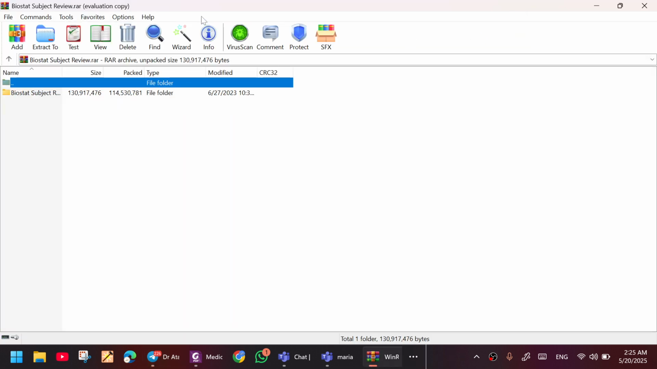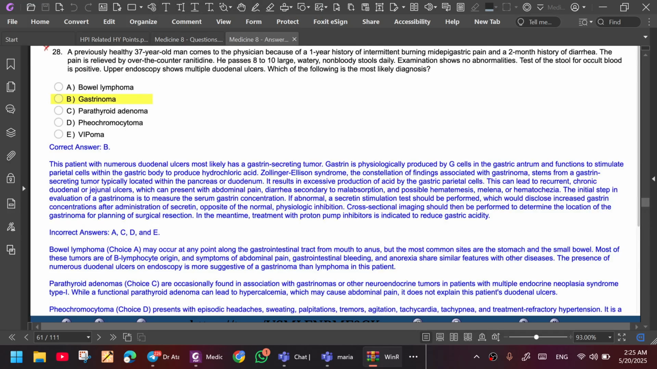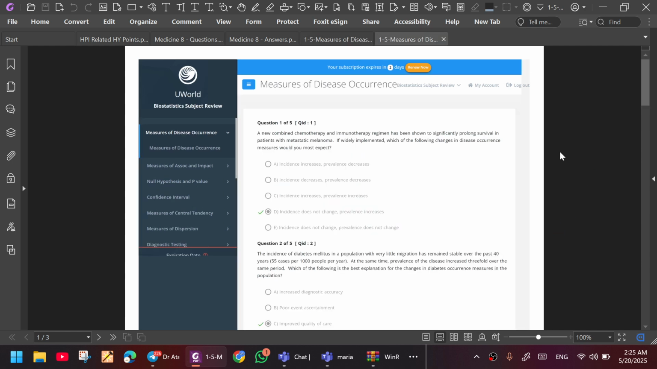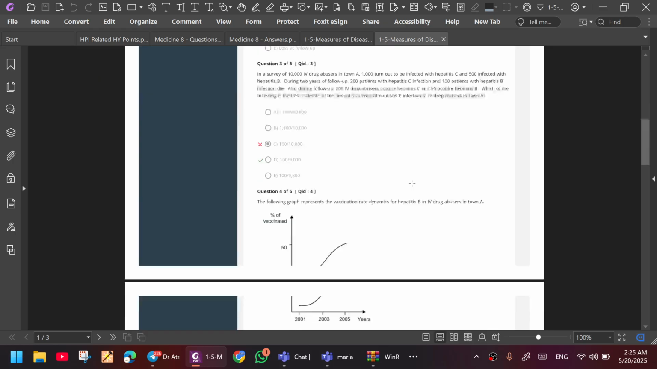It's not E because VIPoma is a rare tumor associated with MEN, multiple endocrine neoplasia, that produces VIP. Through its physiological mechanism of action, VIP causes chronic and profound watery diarrhea, electrolyte disturbances, hypokalemia, hypochlorhydria, alkalosis, flushing, vasodilation, and hypercalcemia, but not duodenal ulcers.